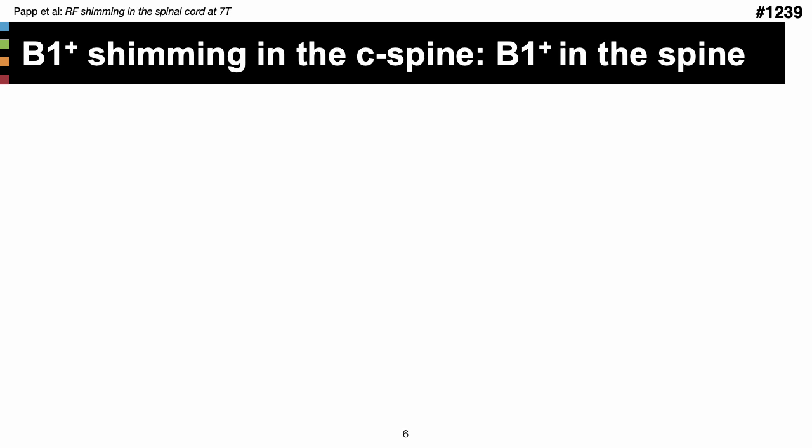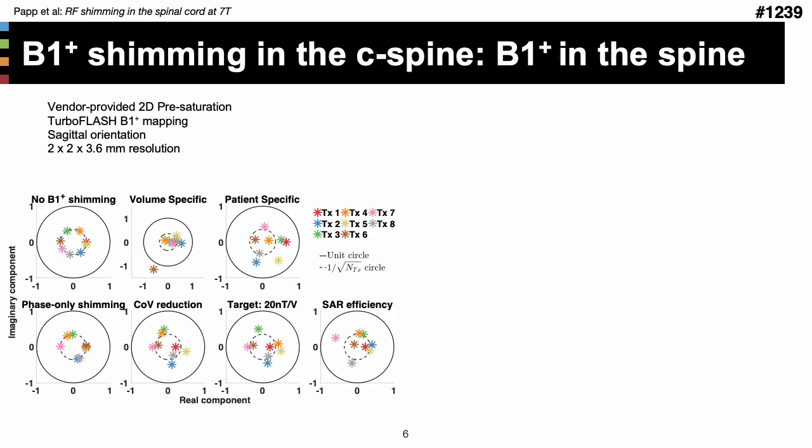We can visualize the resulting shim weights under these constraints the following way. If we plot the real and the imaginary component for each transmit channel, then in the case of no B1 plus shimming where we don't have any constraints, all the weights will lie on the 1 over square root 8 circle, where 8 is the number of transmit channels. And if we do only phase-only shimming, then we will only rotate on this circle. For every other scenario, we will adjust both magnitude and phase, therefore we move away from this circle.